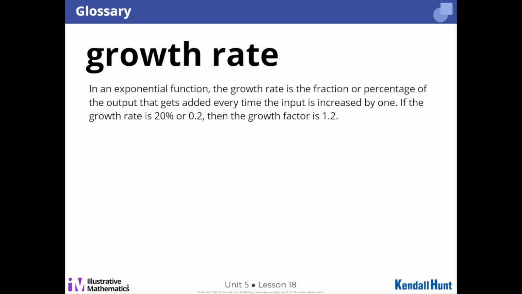And we have one glossary term, and that is growth rate. In an exponential function, the growth rate is the fraction or percentage of the output that gets added every time the input is increased by 1. If the growth rate is 20%, then 20% is 0.2, so the growth factor would be 1.2, because the 1 is maintaining the current amount, and the 0.2 is what's being added each time.